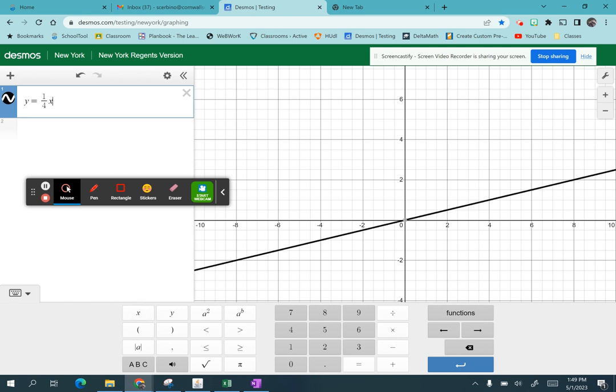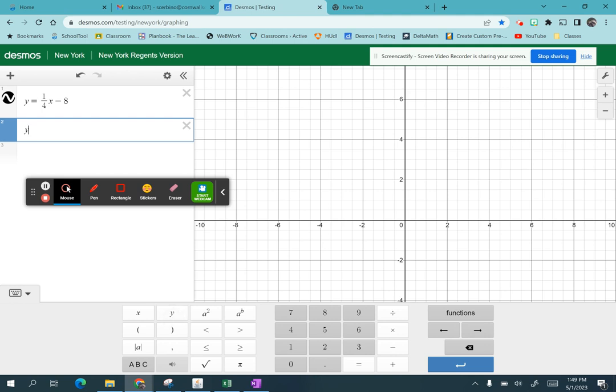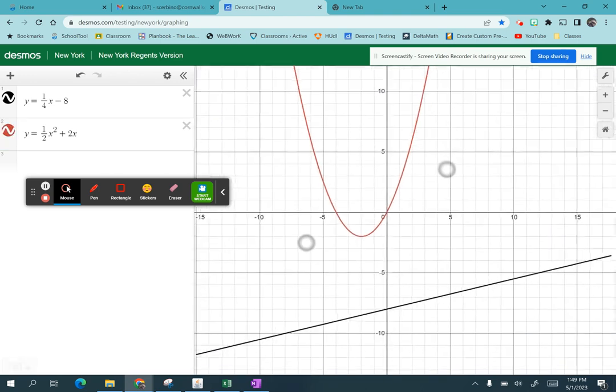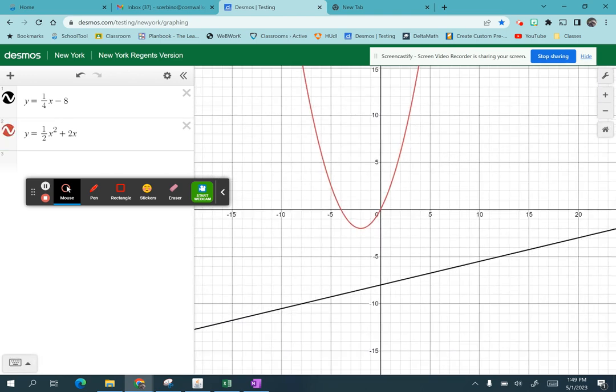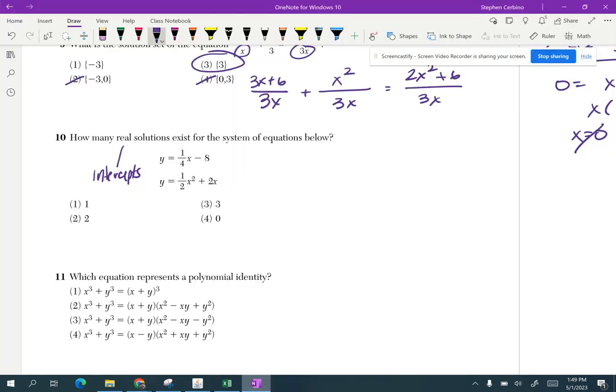x minus 8. So we get this linear function. And we get y equals 1/2 x squared plus 2x. And I want to kind of expand. So I see that these two are never going to intersect. So there are no real answers.